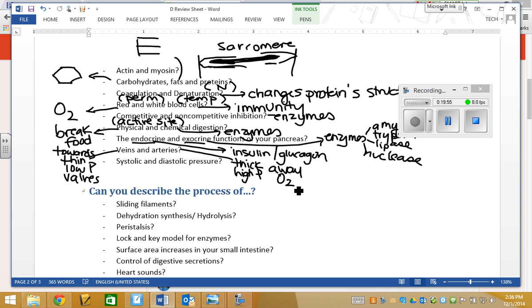Now for the blood pressure, systolic is the number on top. Diastolic is the number that's on the bottom. Systolic is the pressure when your ventricles contract. Diastolic is the pressure when your ventricles relax.